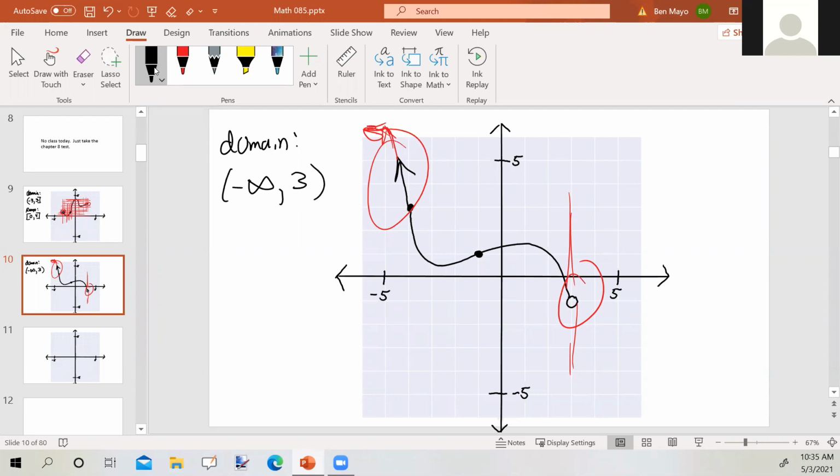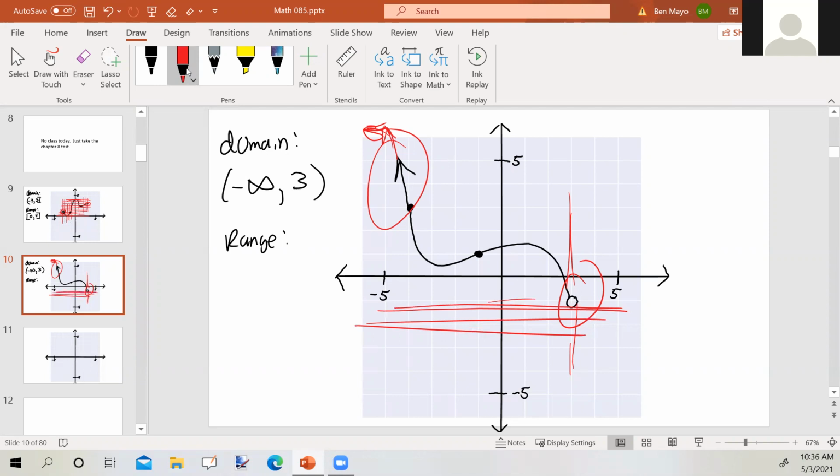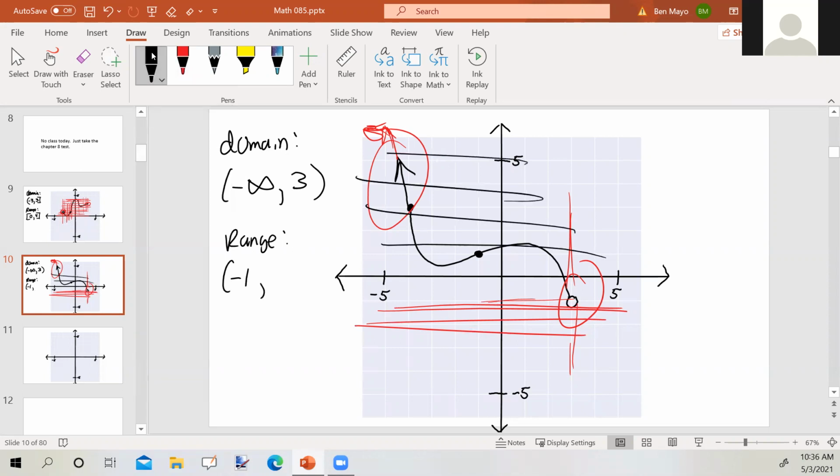Okay, now let's take a look at the range of this graph. The lowest range value is at negative 1, but it doesn't include it. The highest range, or y value, is going to be positive infinity. So that's what that graph looks like.